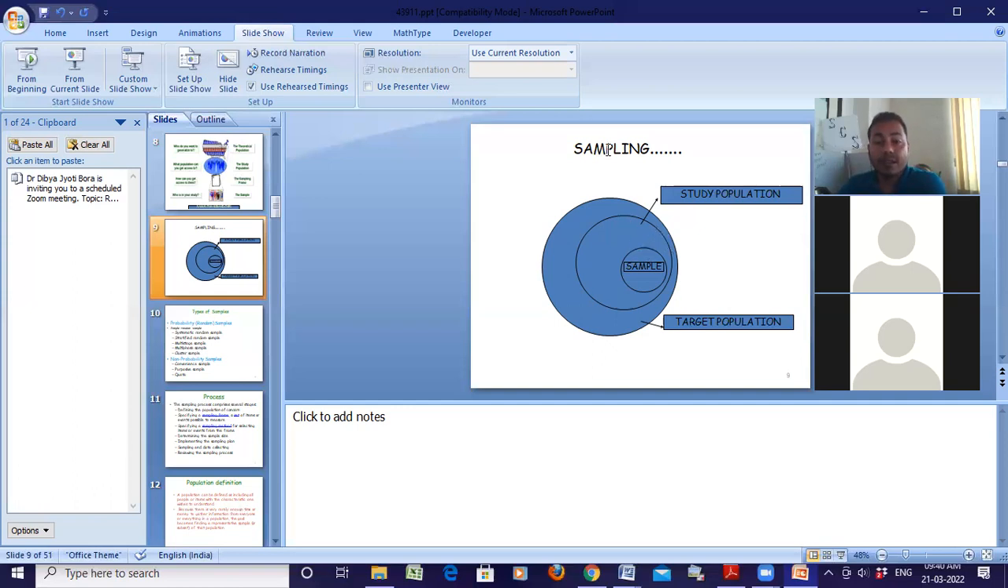Would you like to share your ideas regarding this diagram? Here you can see three circles, right? One is target population, another is study population, then this small one is the sample. What does it mean? What are we actually trying to show with this diagram? Any idea? Is the diagram visible to you or not?